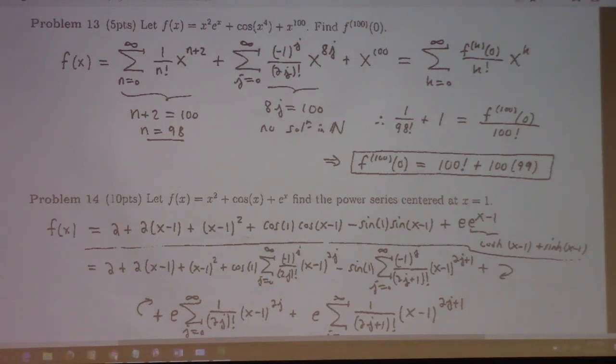Oh, look at this monstrosity. Basically the game here is you have to isolate terms that have order 100. This is a naked term with order 100. It's just sitting there, and that contributes a 1. That's this 1. The other thing has no order 100 term. Cosine of x to the 4th gives you x to the 8j kind of things, and that misses the 100th power. It skips over it. We go from 96 to 104. We never hit 100.